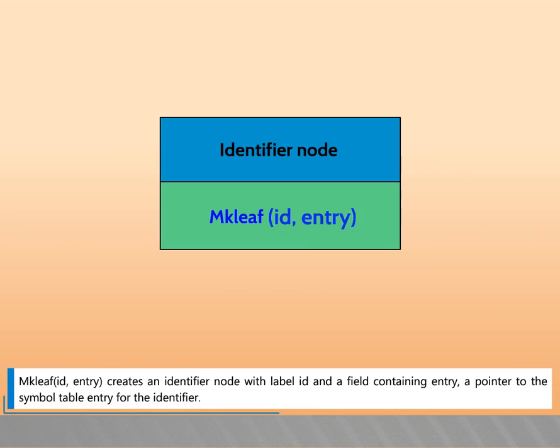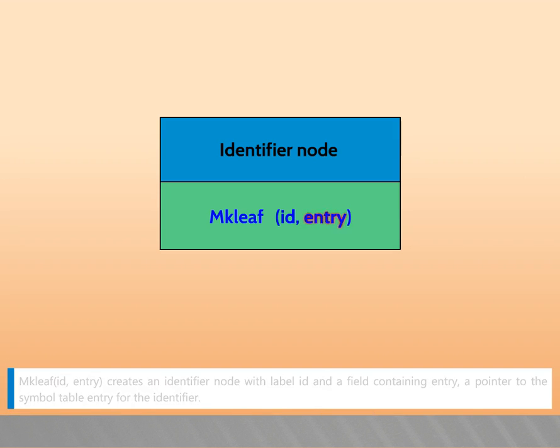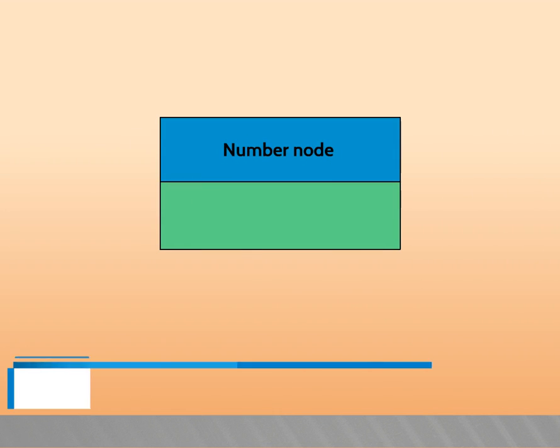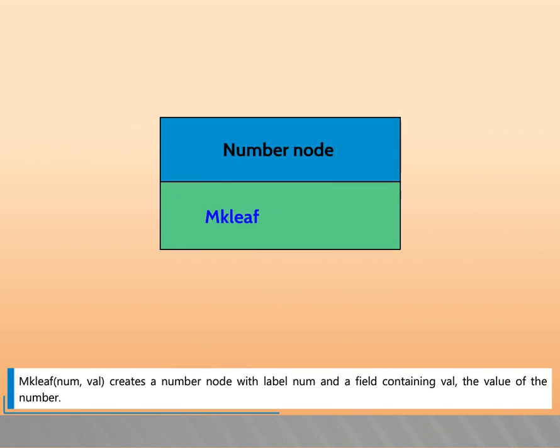mkleaf(id, entry) creates an identifier node with label id and a field containing entry, a pointer to the symbol table entry for the identifier. mkleaf(num, val) creates a number node with label num and a field containing val, the value of the number.